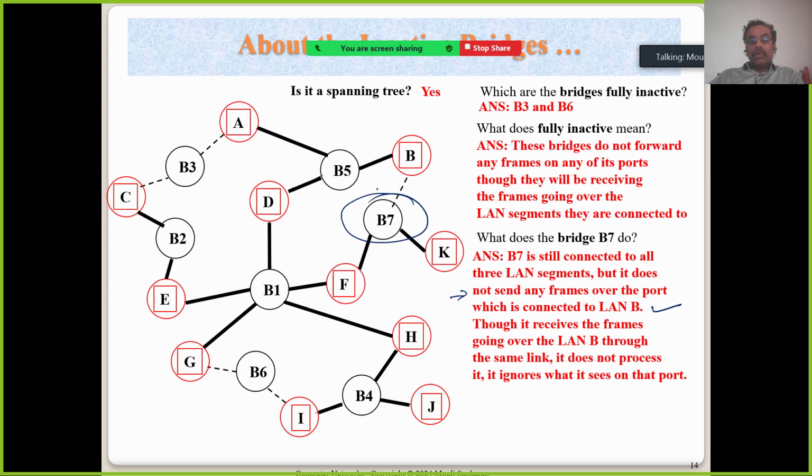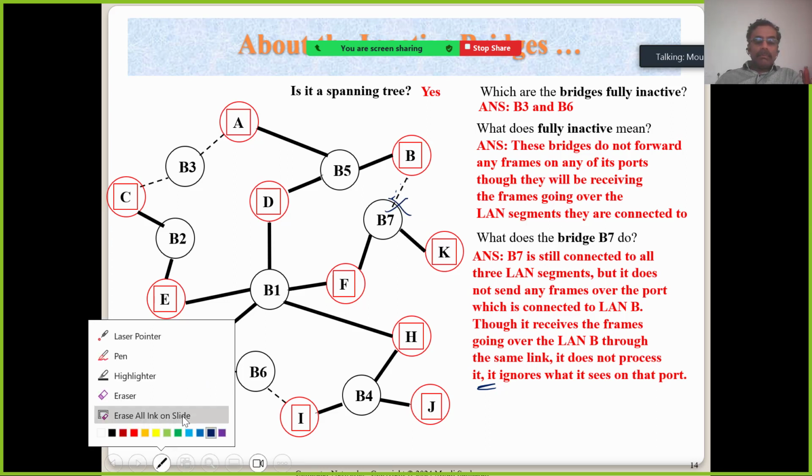That's what I told you. This traffic is there from this side. Nothing is going from this side. Okay, it's a one-way traffic. I hope you are clear. It does not process it. When I say dotted line, no, it doesn't process it. It sees it, ignores it. I hope this is clear.